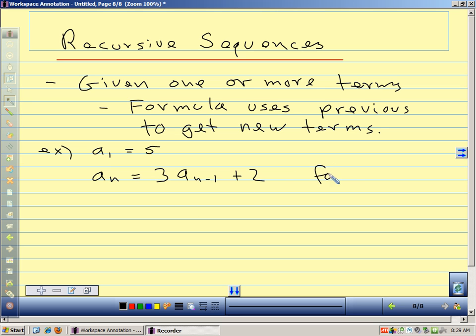And this is for n greater than or equal to 2. So we're given a sub 1, and then our formula tells us how to find the next term from the previous term. So this tells me a sub 2 equals 3 times a sub 1 plus 2. And in this case, that's 3 times 5 plus 2, which is 17.